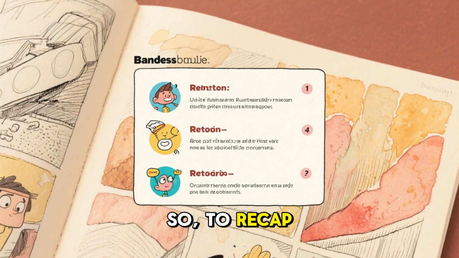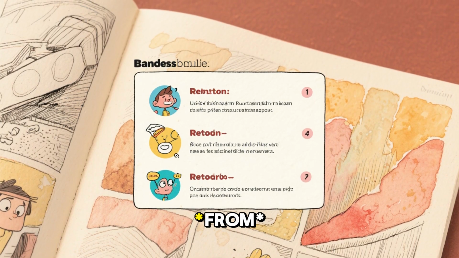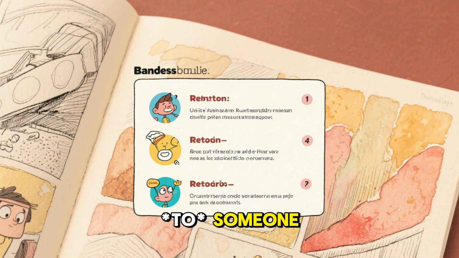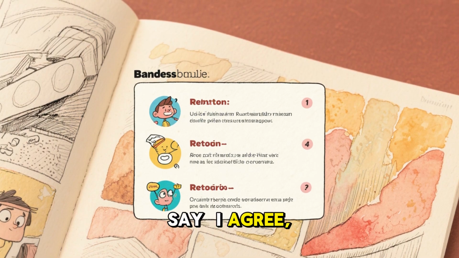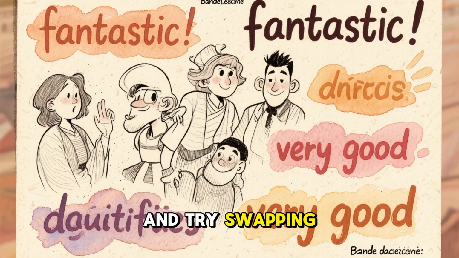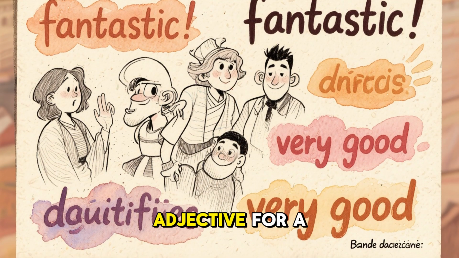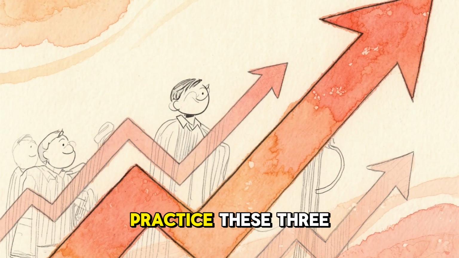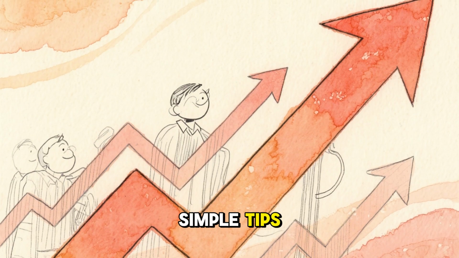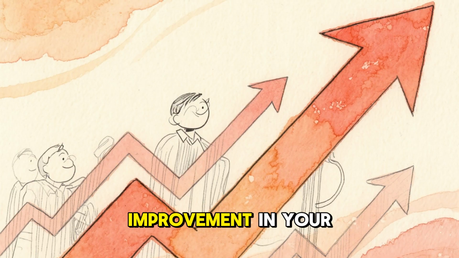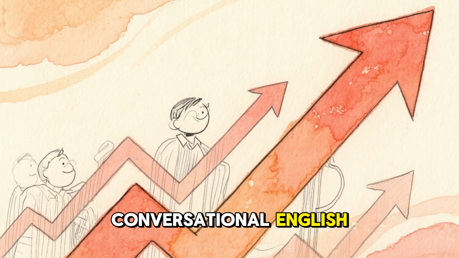So, to recap, remember to borrow from someone and lend to someone. Say, I agree, not I am agree, and try swapping very plus an adjective for a stronger, more descriptive word. Practice these 3 simple tips, and you'll notice a huge improvement in your conversational English.